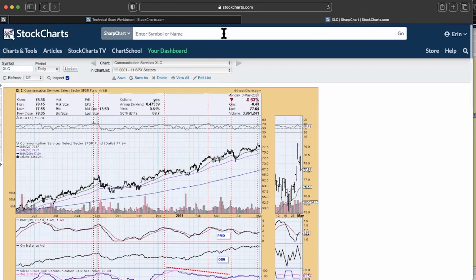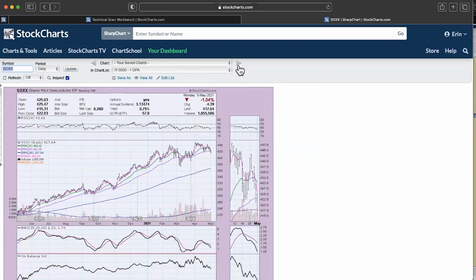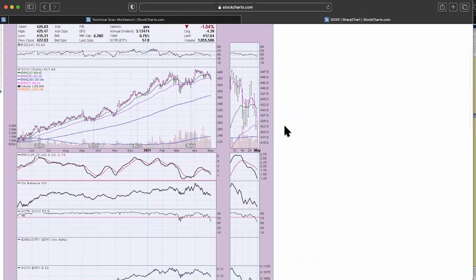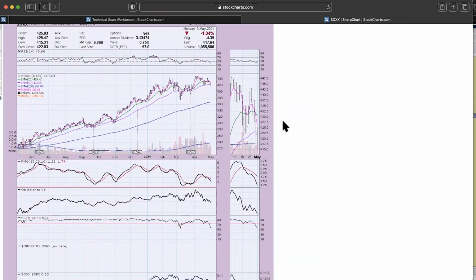But I promised a look at semiconductors. So let's look at this SOXX, the SOX. And this has already been looking pretty sad for a while here. Again, here's that double top.